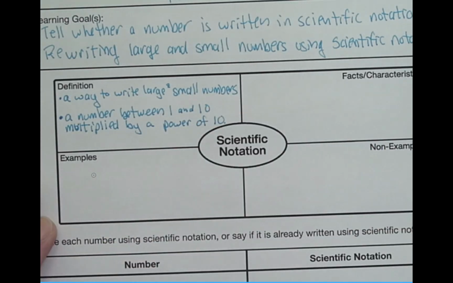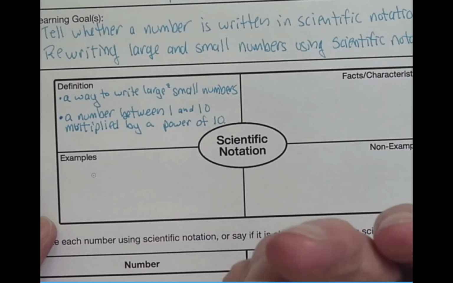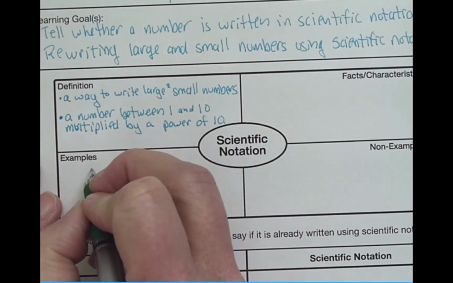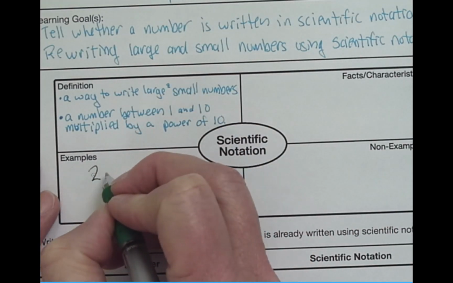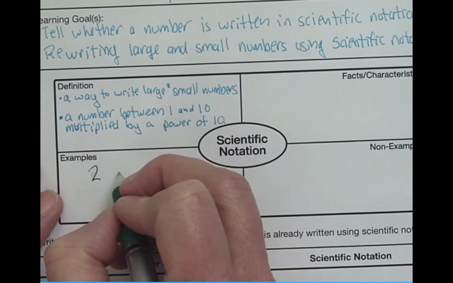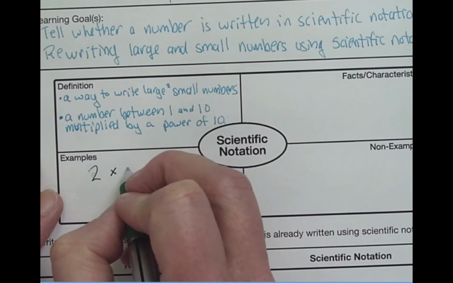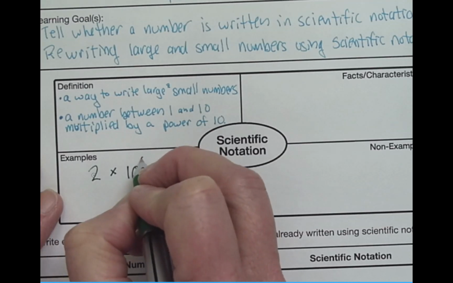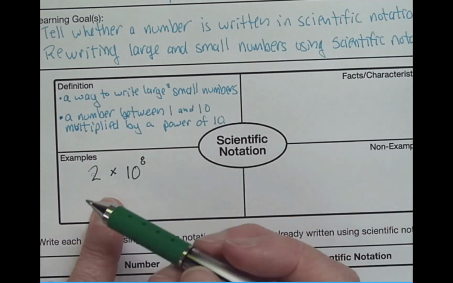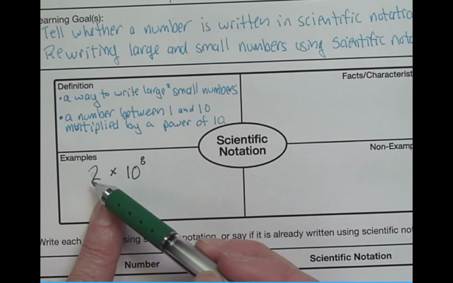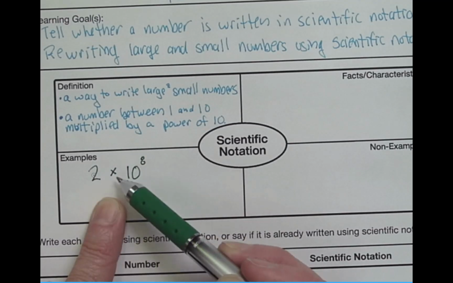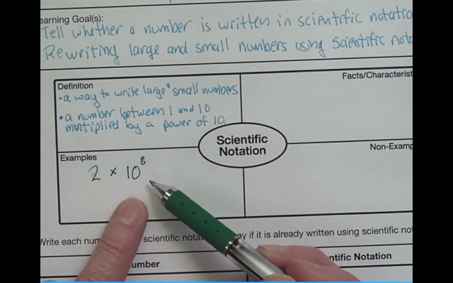So let's look at some examples. In the activity that we worked with yesterday, you actually worked with some numbers that were in scientific notation. So let's say we have a number like 2 times 10 to the 8th power. So that's what we're talking about. We have a number between 1 and 10 multiplied by a power of 10.